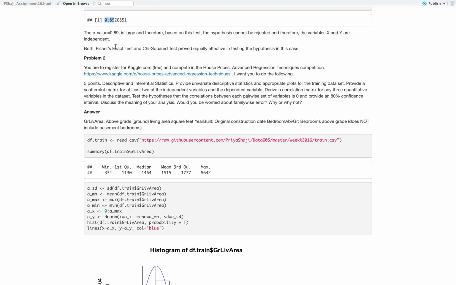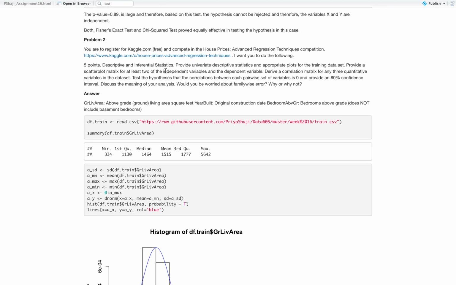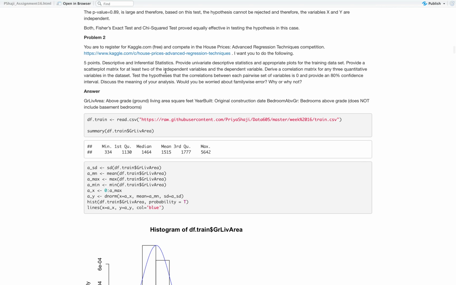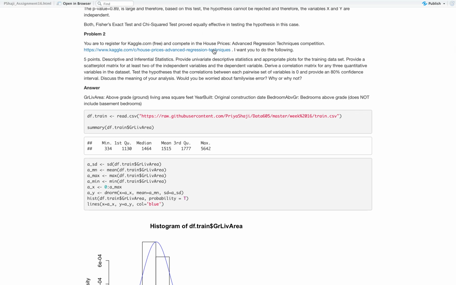As we saw above, both Fisher's exact test and chi-square test proved equally effective in testing the hypothesis in this case. Now that's it for the first problem. For the second one, we are supposed to register for Kaggle.com and compete in the House Prices competition, which is based on advanced regression techniques.